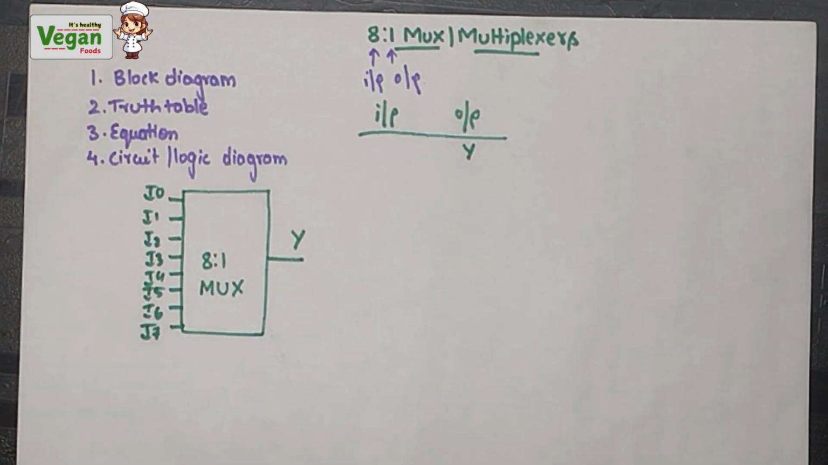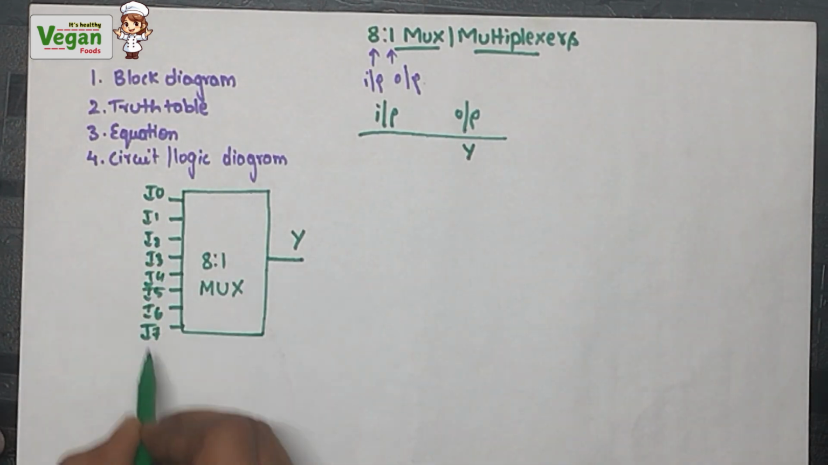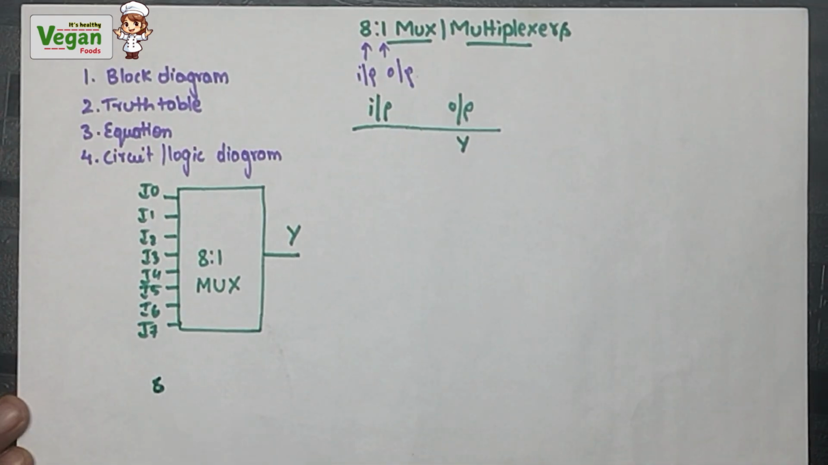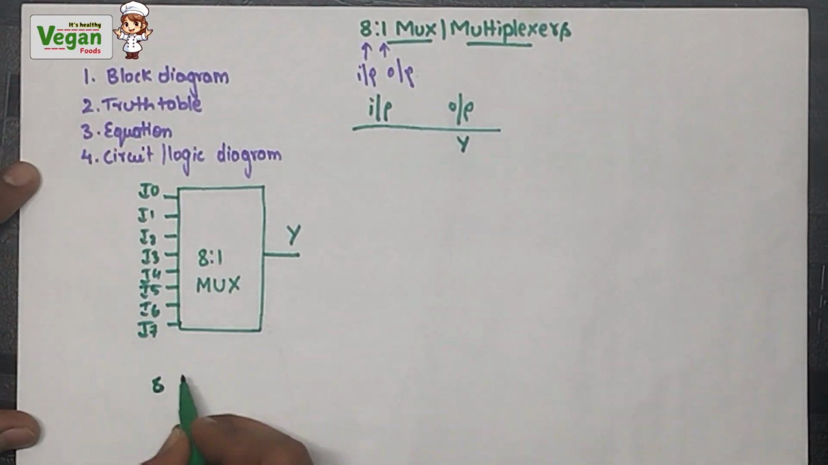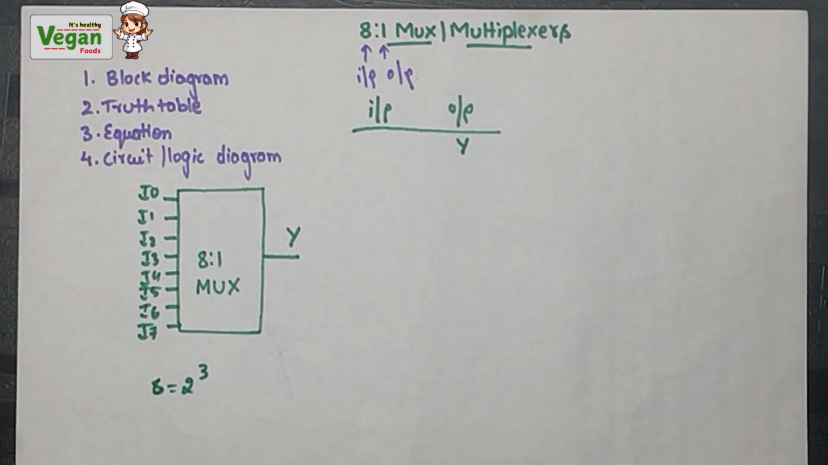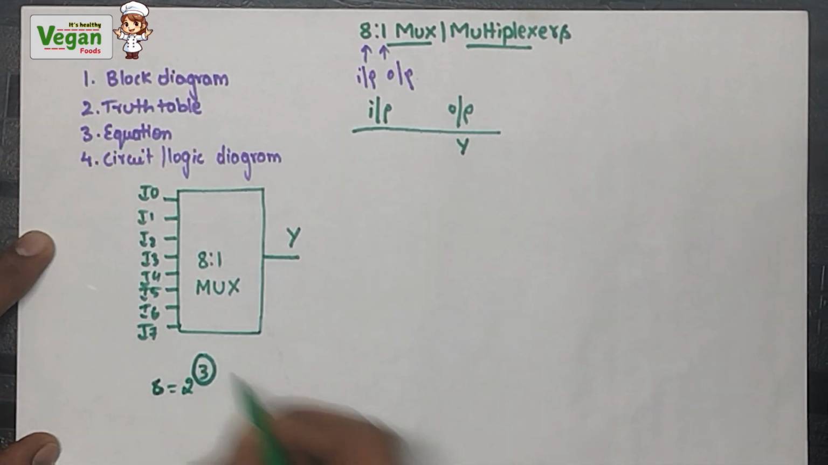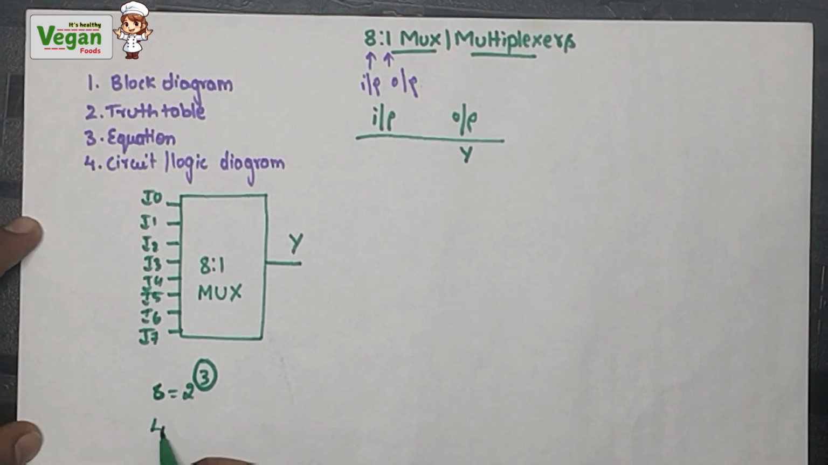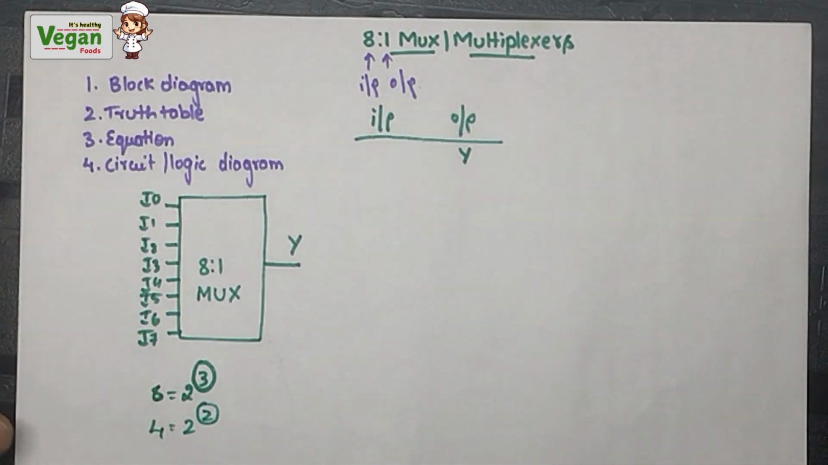So how many selective lines are required? How many inputs are there in the 8:1 MUX? 8. So how can we represent it using powers of 2? That is 2 power 3. 2 2s are 4, 4 2s are 8. 2 power 3 is equal to 8. So 3 selective lines are required. If it was a 4:1 MUX, how can we represent 4? 4 can be represented using 2 power 2. Therefore 2 selective lines would have been required. But here it is 2 power 3, that is 8 inputs. So 3 selective lines are required.